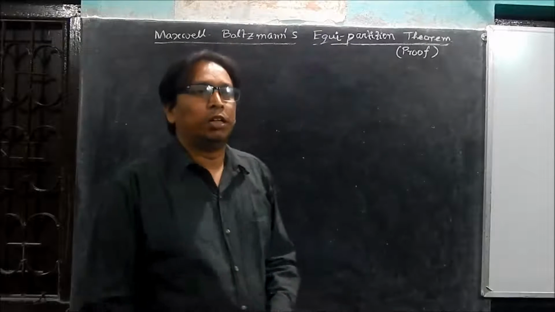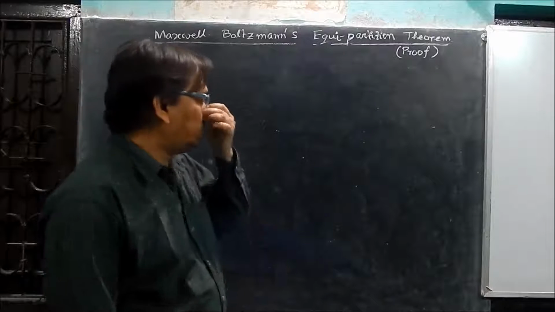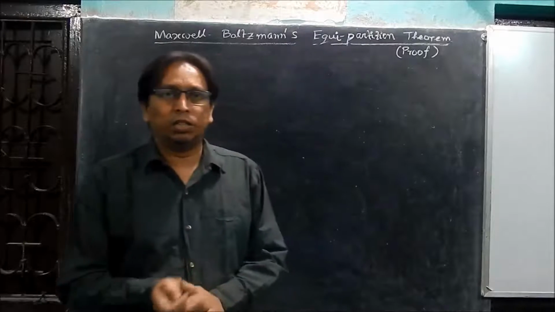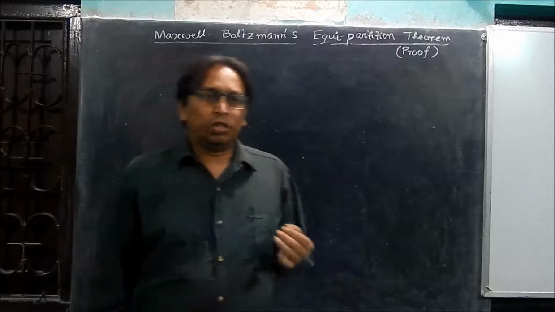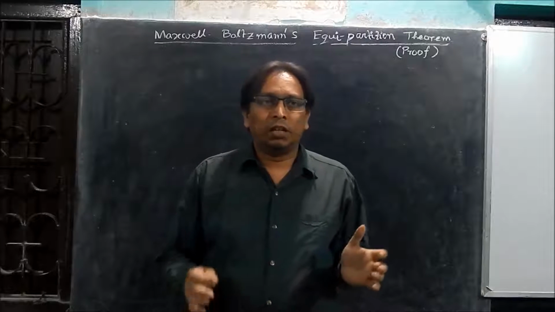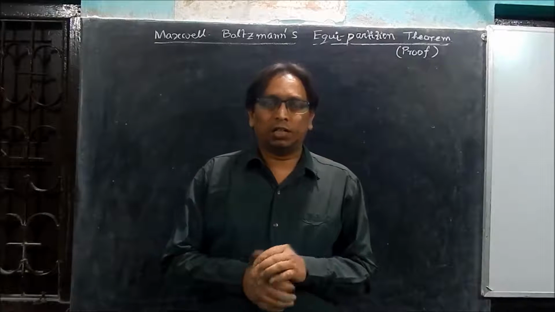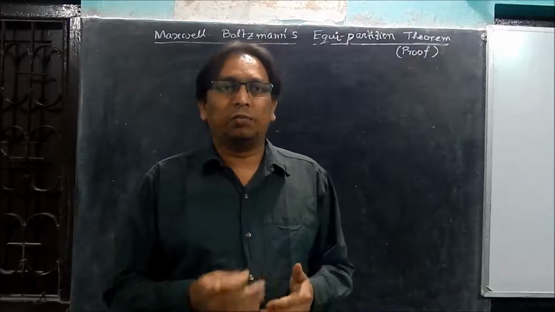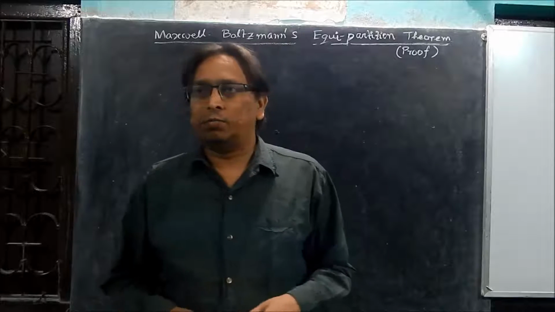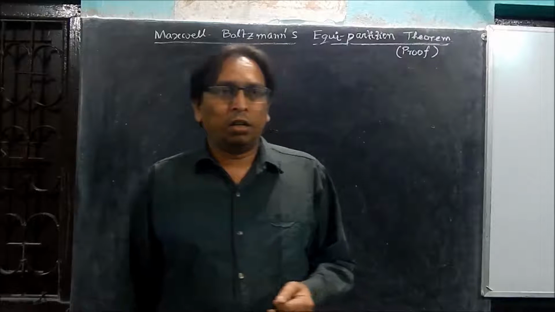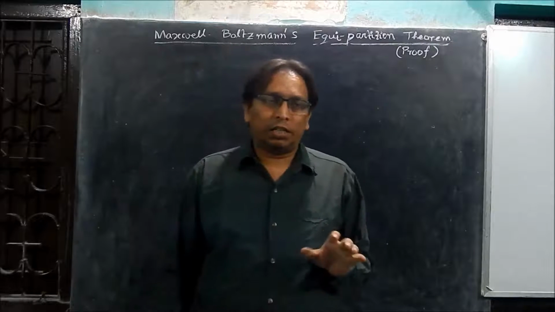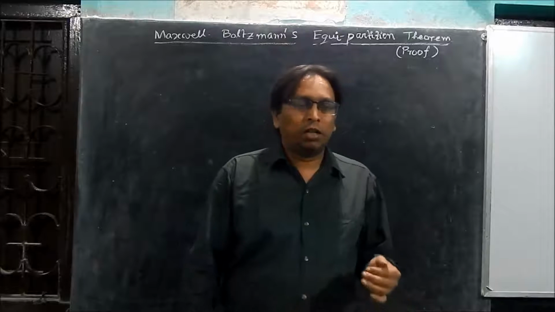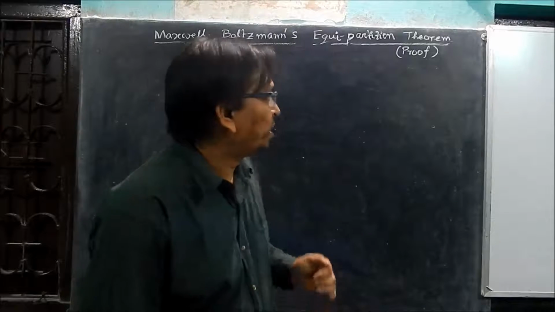Okay, so in this class we will learn about the Maxwell-Boltzmann Equipartition Theorem and its proof. This proof is basically a mixture of classical mechanics, classical statistics, and also, to some extent later on, it is carried on by some quantum statistics. So first of all we will see the classical part, the classical statistics which is used in this part.